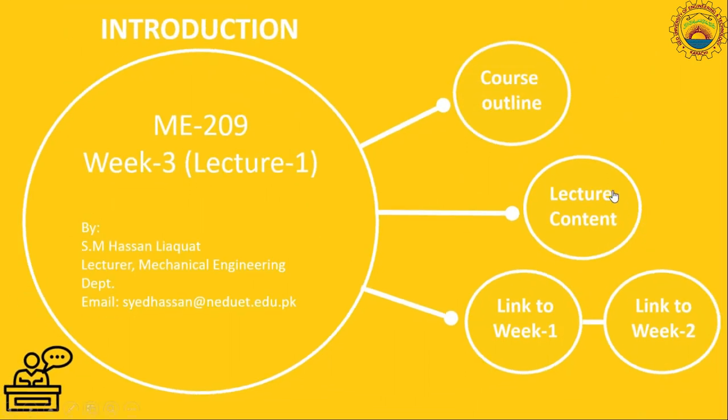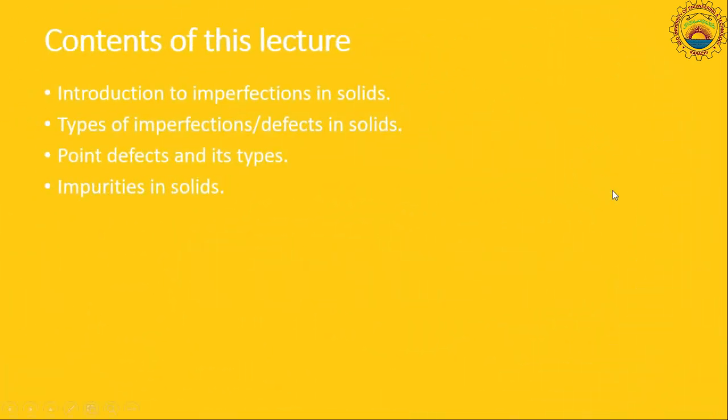For this particular lecture, our contents will include introduction to imperfection in solids, what the imperfections actually are, and types of imperfections or defects in solids. So they both are synonyms. You can either use imperfections or you can call them defects in solids. Then point defects and their types, and further types of point defects, and this special point defect that's called the impurity. So impurities in solids. We will be covering these topics in this lecture.